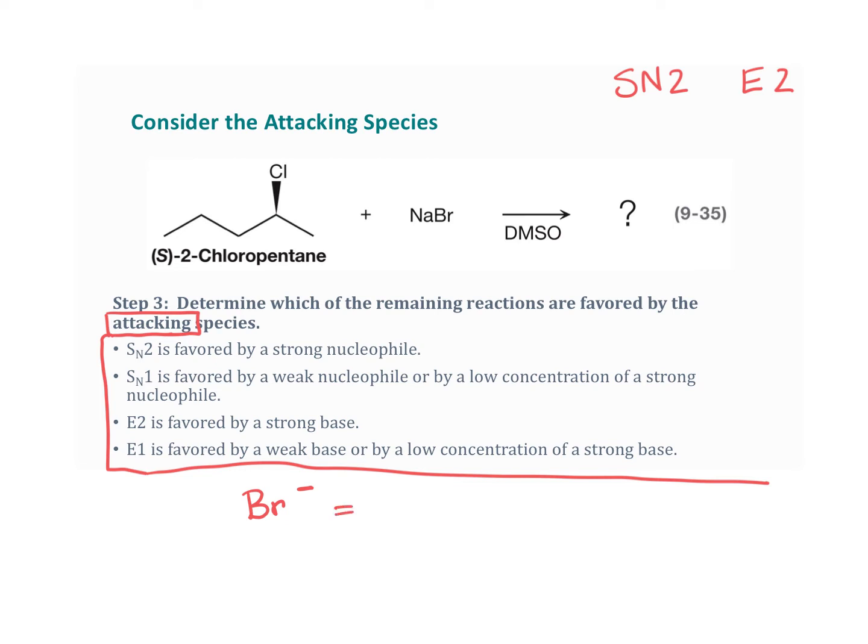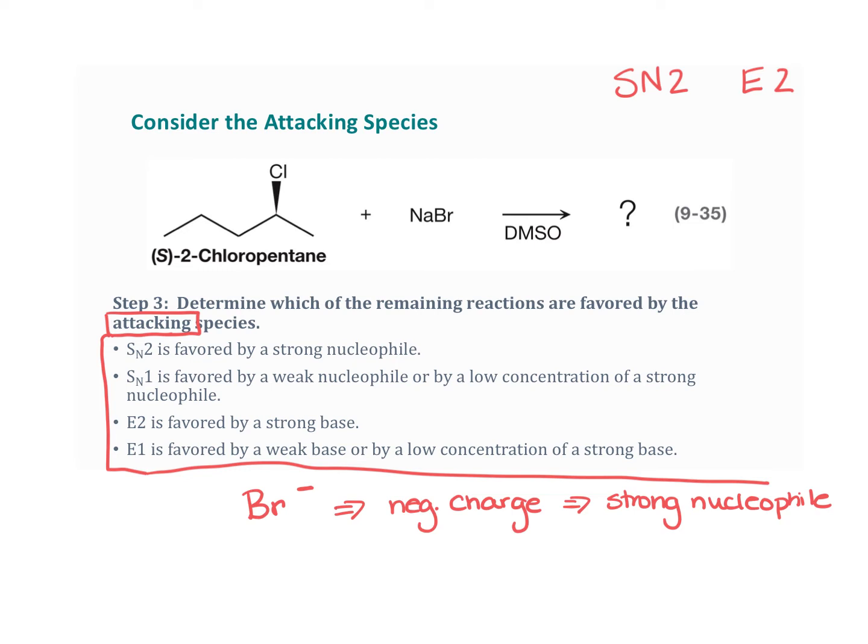Well, right there, it has a negative charge. So because it has a negative charge, it's a strong nucleophile, okay? And that's it. If it's got a negative charge, it's a strong nucleophile. If it doesn't have a negative charge, it's a weak nucleophile.